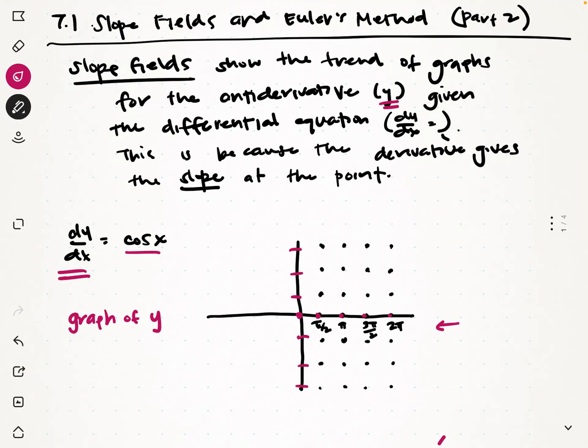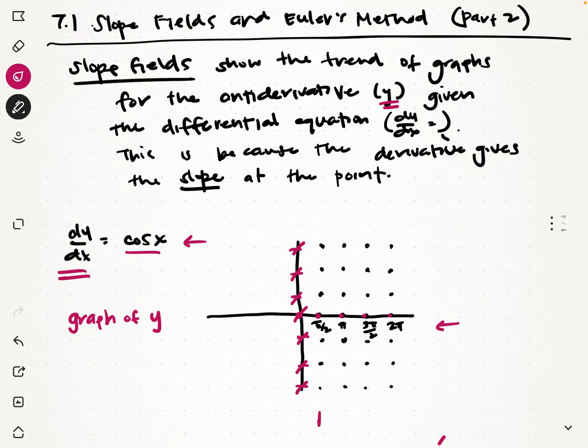So let's start at 0. Technically we're going to plug in our x and our y for our point, but because our function only has an x in there, we're only going to be worried about our x. So when our x is 0, the cosine of 0 is 1. So for each of these points, we're going to draw a little tick line with a slope of 1.